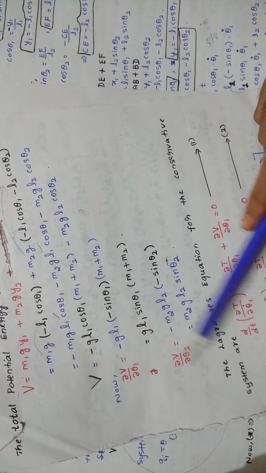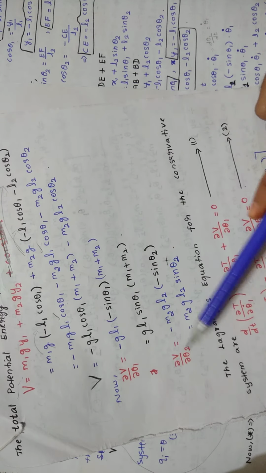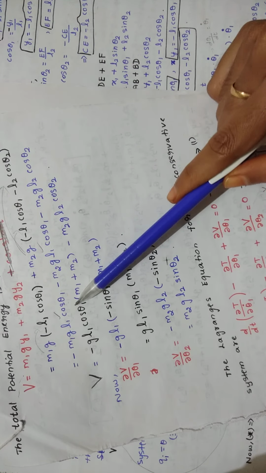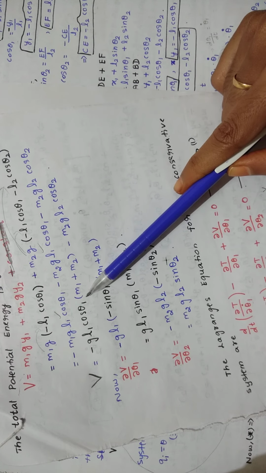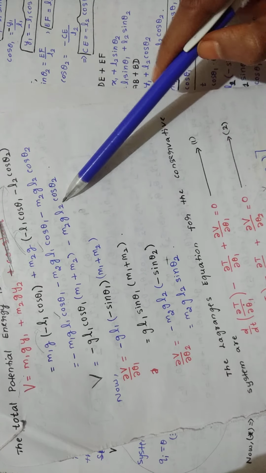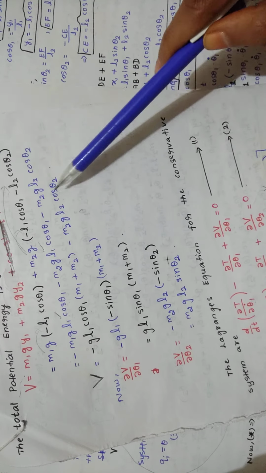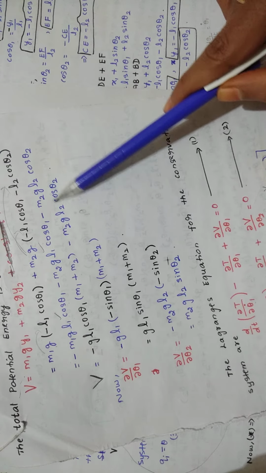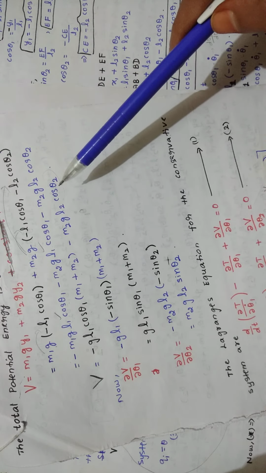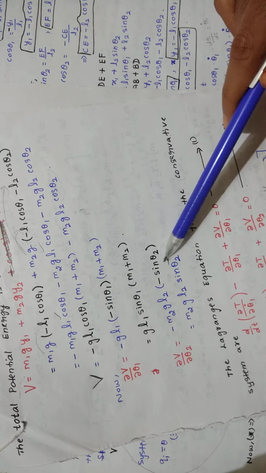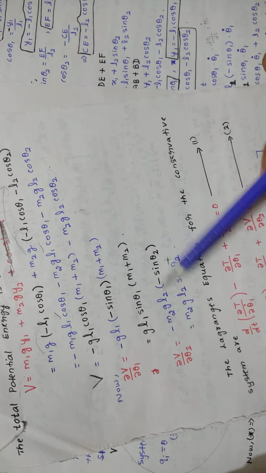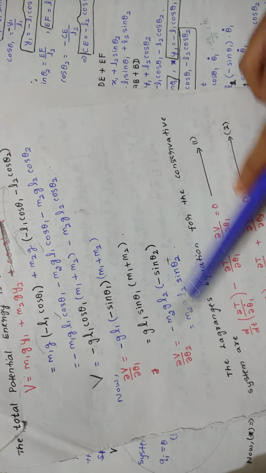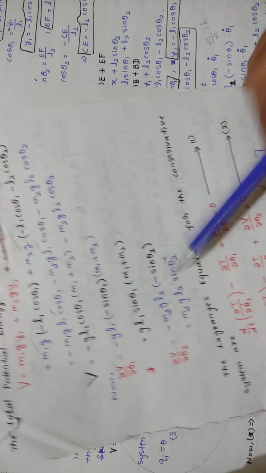So that you will get this. Now we are finding dou V by dou theta 2. When you find this, here there is no theta 2, so this will become 0 when you partially differentiate it with respect to theta 2, but here you can find the theta 2, right? So just differentiate this so that you will get minus m2 g l2 cos theta 2. When you differentiate this, you will get minus sine theta 2, so just write it down. This minus and minus will get cancelled, and you will get this positive value.